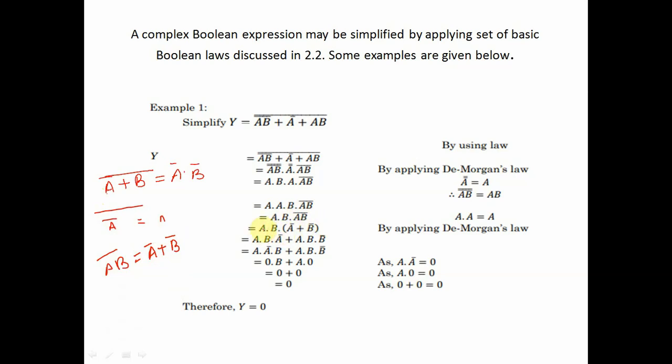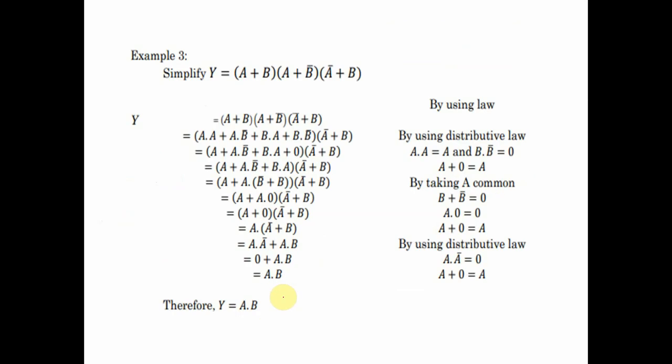Now the multiplication process is done. So AB into A bar plus AB into B bar. Now A into A bar is nothing but 0, and B into B bar is nothing but 0. And 0 multiplied by any term, the answer is 0. So the final answer of this expression is y equal to 0.